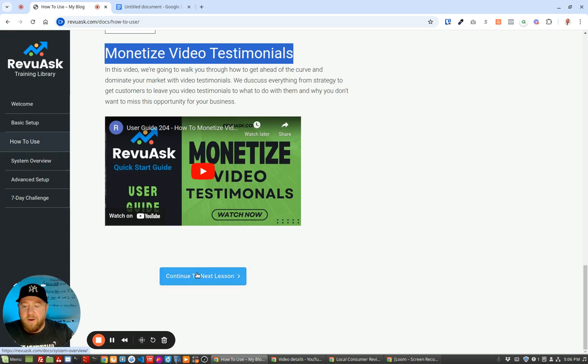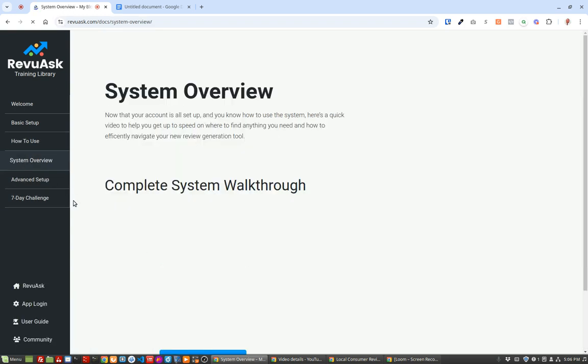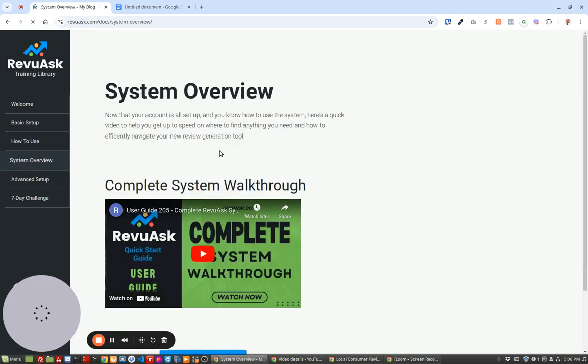It's going to take you right here to the system overview. This is optional at this point. If you just want to kind of get an overview of the system to better understand it, learn how to navigate where everything is, but you should be pretty good up to speed. But if you ever get lost and you want to maybe try to find something, just go through this video.